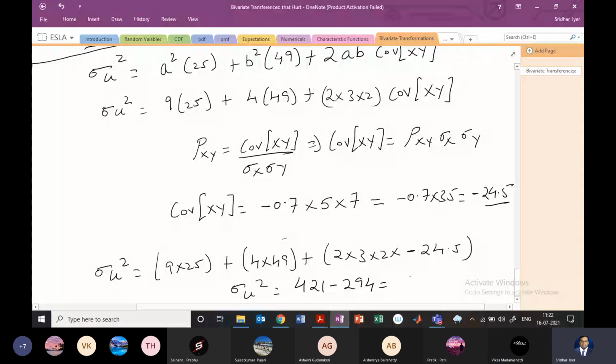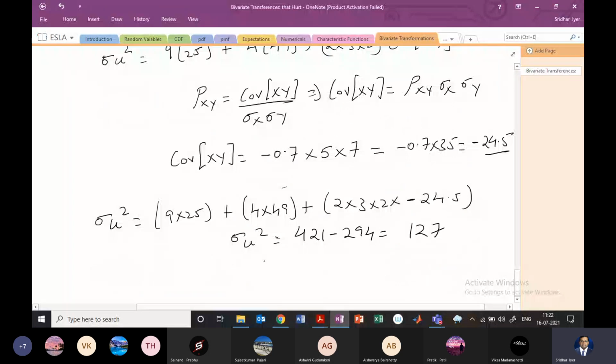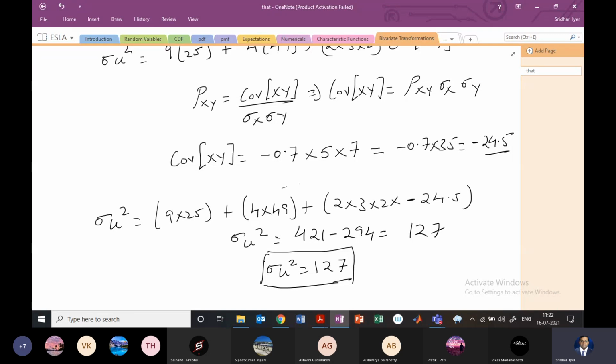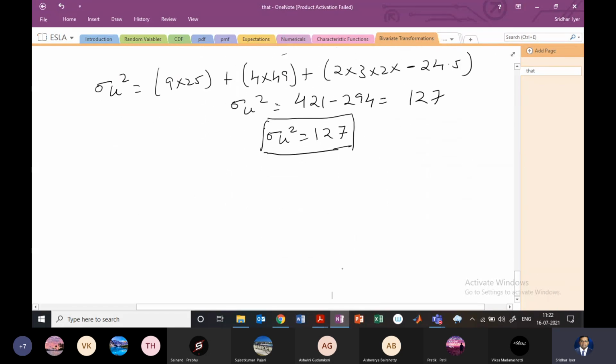Yes, sir. Okay. So the variance value, that is the first step we need to find, sigma u square is 127. Okay. So you'll see that most part is only algebra. There's only a little bit of concept from random variables. So if you are able to do that, then you'll get your answer. Then the second part, we need to find covariance of ux.